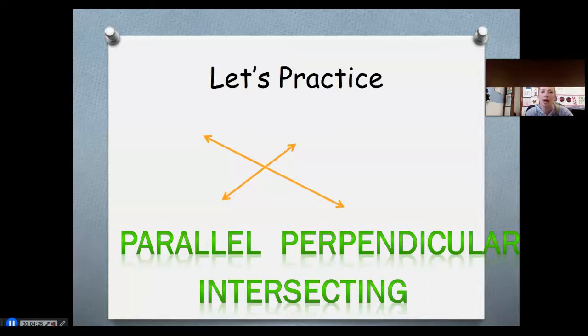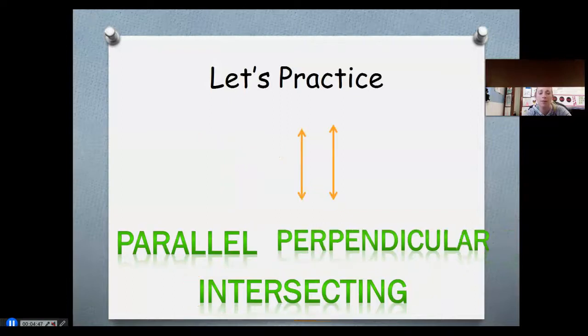Do you think these lines are parallel, perpendicular, or intersecting? Please write PA for parallel, PE for perpendicular, or I for intersecting. These lines are intersecting. They just cross. Remember, intersecting lines are just lines that cross.